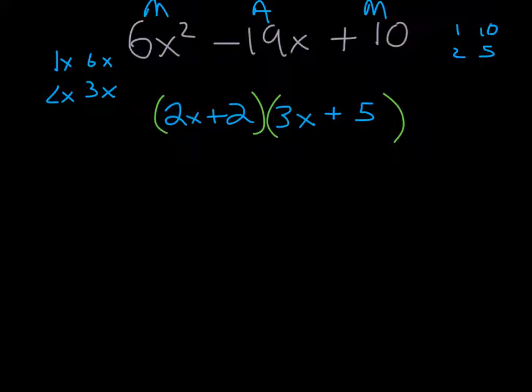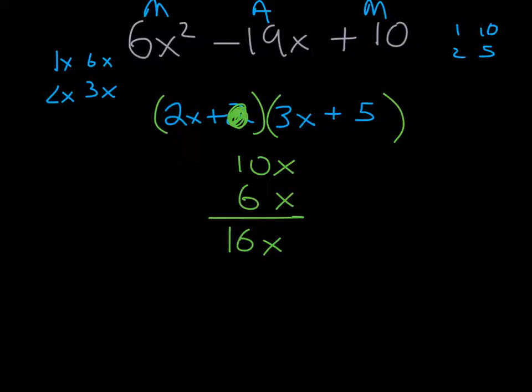Outside gives me 2x times 5, which is 10x, and 2x times 3, 2 times 3x, which is 6x. That's going to give me a total of 16x. That's wrong. So those are not in the right spots, so I'm going to flip their spots. So I'm going to erase the 2. Oops, I can't erase the 2. I'm going to write over the 2.